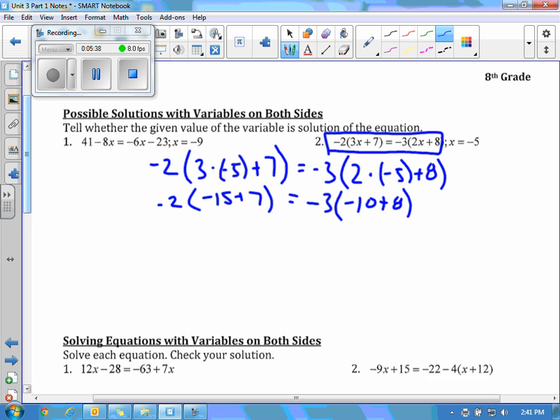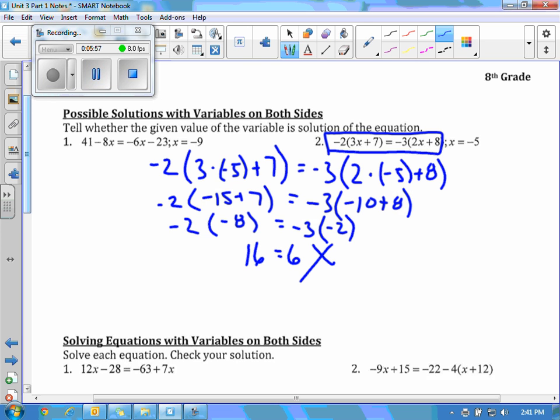On the left side, I'm still in the parentheses. -15 plus 7 is -8. On the right side in the parentheses, -10 plus 8 is -2. Now I can multiply. -2 times -8 is positive 16. -3 times -2 is positive 6. That is not a solution.